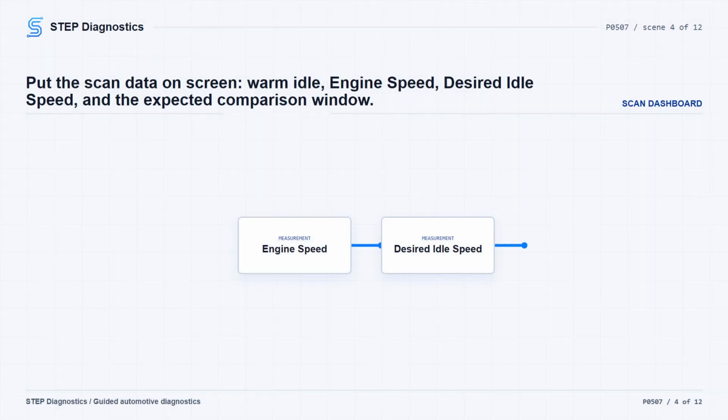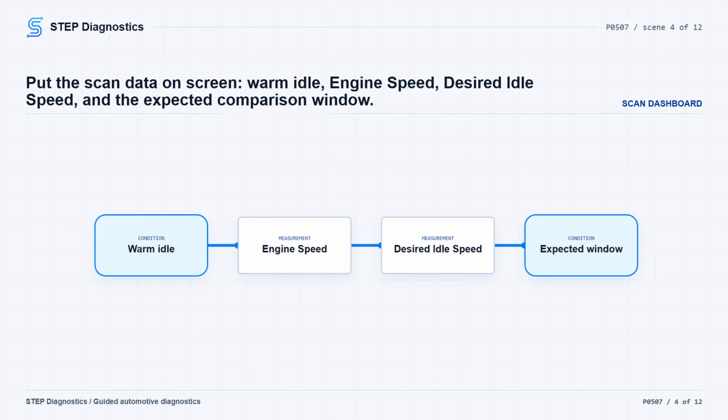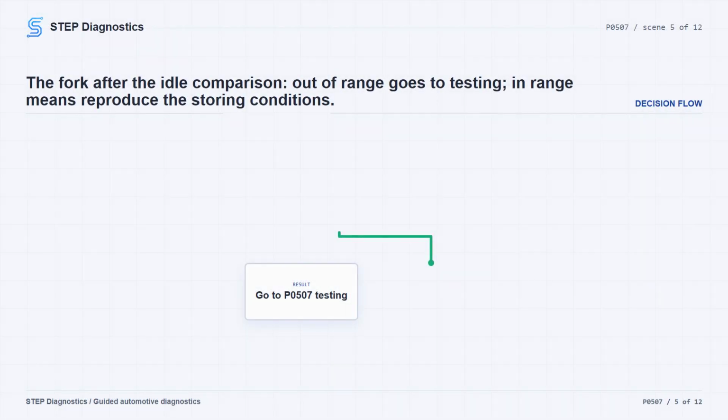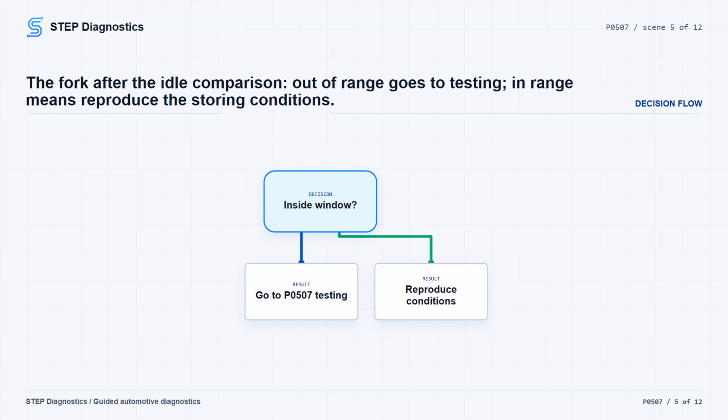Idle the engine at normal operating temperature. On the scan tool, compare engine speed to desired idle speed. The expected window is engine speed equals -100 to +200 RPM of the desired idle speed. If actual engine speed is outside that window, move into the P0507 testing. If it is inside that window, reproduce the operating conditions, or the captured conditions from when the fault stored.